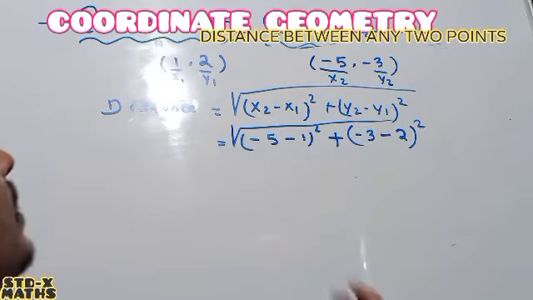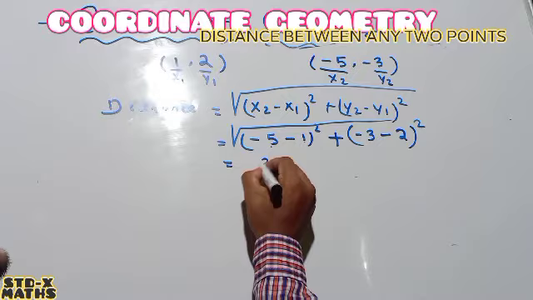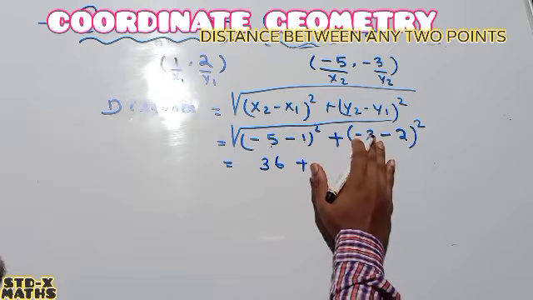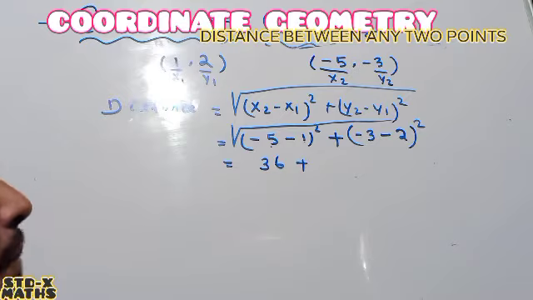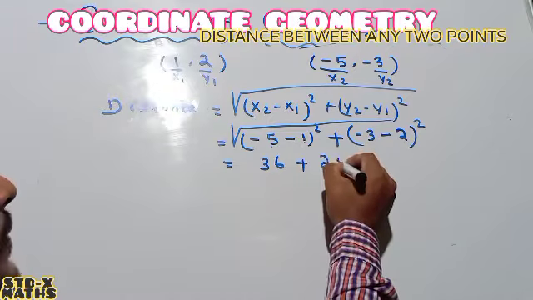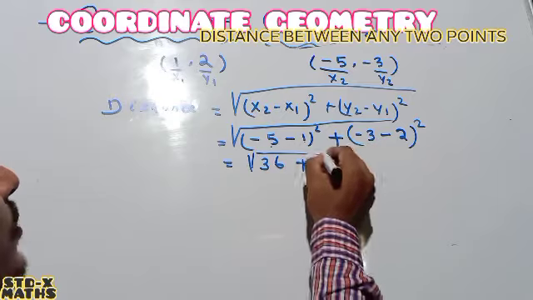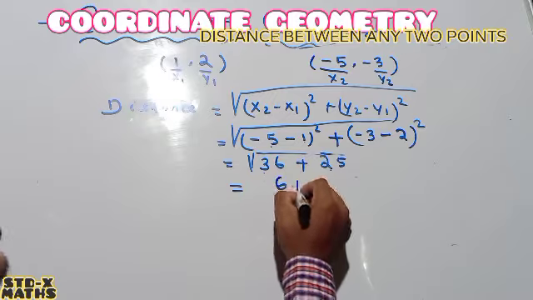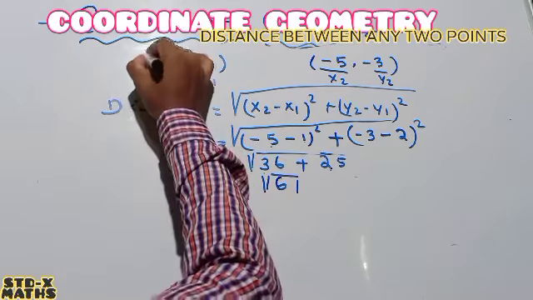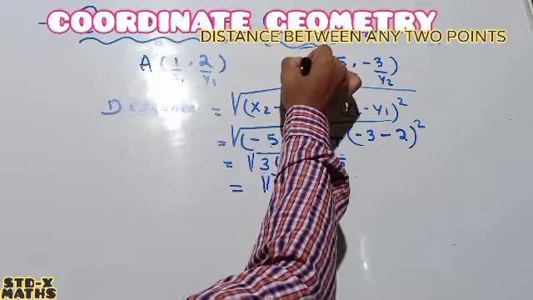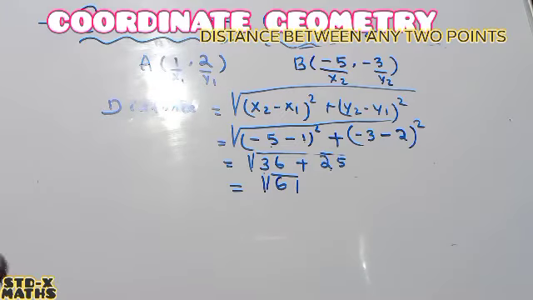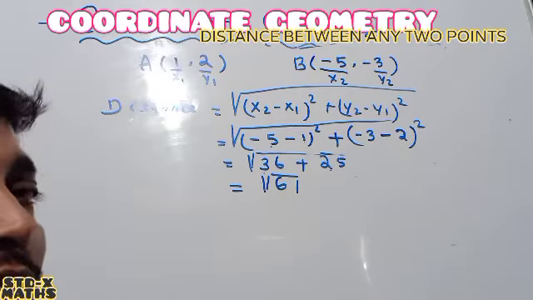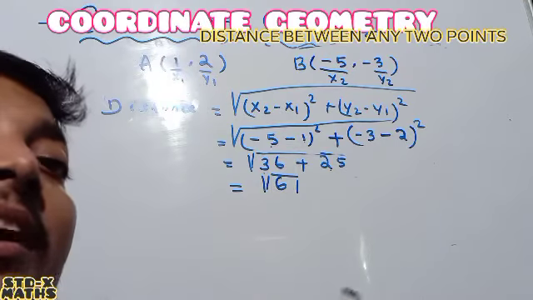Everyone see, under the root, minus 5 minus 1 is minus 6, squared gives us 36, and here minus 3 minus 2 gives us minus 5, squared gives us 25. Under the root it will be 36 plus 25, which is 61. So suppose the name of this point is A and this point is B, then the distance between the points A and B is root of 61. Understood?